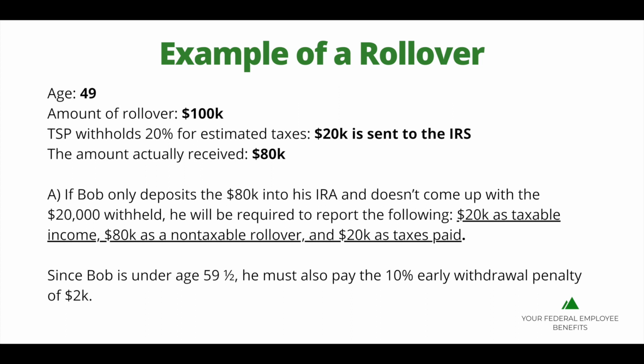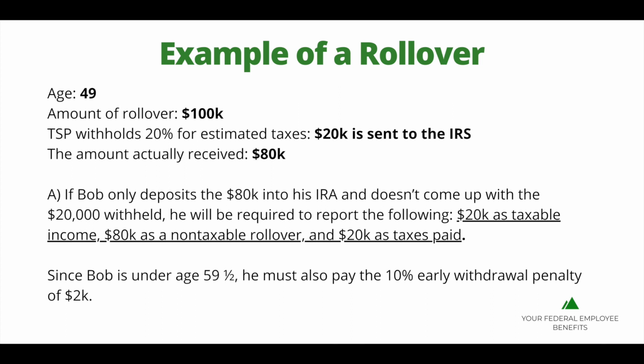We're going to say that Bob is 49 and he decides to roll over his TSP account of $100,000 to an IRA. Now, remember, with a rollover, the TSP is going to withhold 20%. So the TSP withholds $20,000 and Bob receives a check for $80,000.